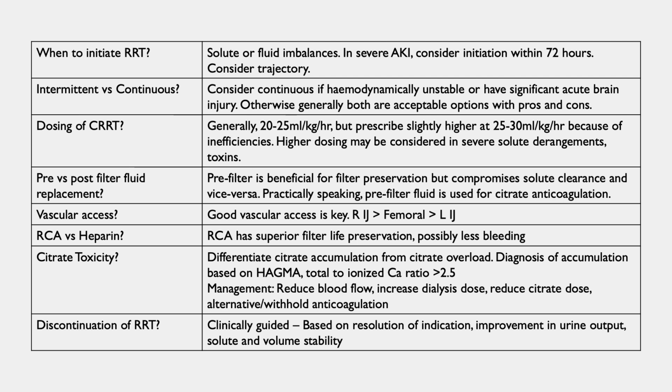Intermittent versus continuous: there is no strong evidence that one is superior to the other. Generally, if there's hemodynamic instability or significant acute brain injury, then perhaps continuous renal replacement therapy should be considered. However, there are practical pros and cons to be considered between the two options. In terms of dosing, the general recommendation of 20 to 25 mL per kg per hour is suggested, but in terms of practical prescription, a slightly higher dose, taking into account inefficiencies, should be considered, and higher dosing may be considered in severe solute derangements or toxins.